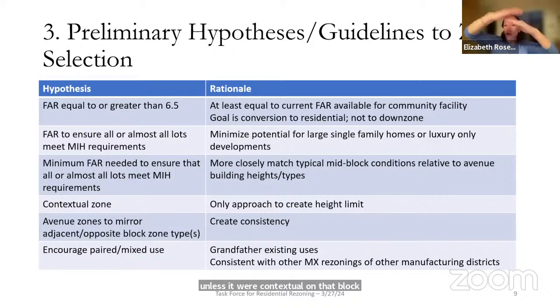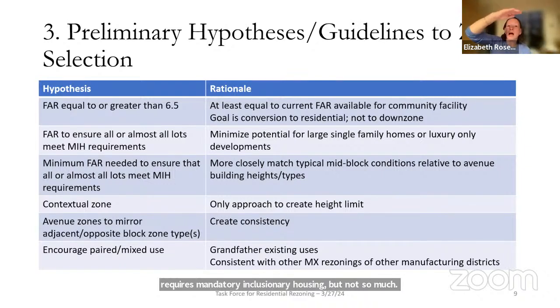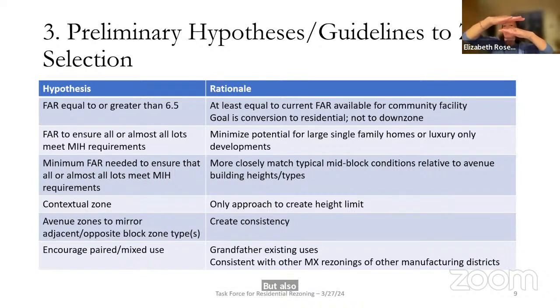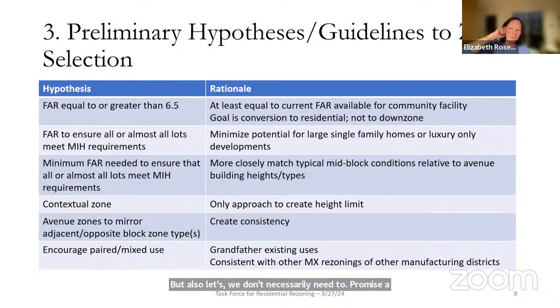So there's maybe a sweet spot: enough to make it a property big enough that it requires mandatory inclusionary housing, but not so much that it is out of scale with that block or creates a real incentive to tear down an existing building to put up a really big building. So there are pressures to make sure the FAR is high enough, but we don't necessarily need to promise a 12 in this proposal.